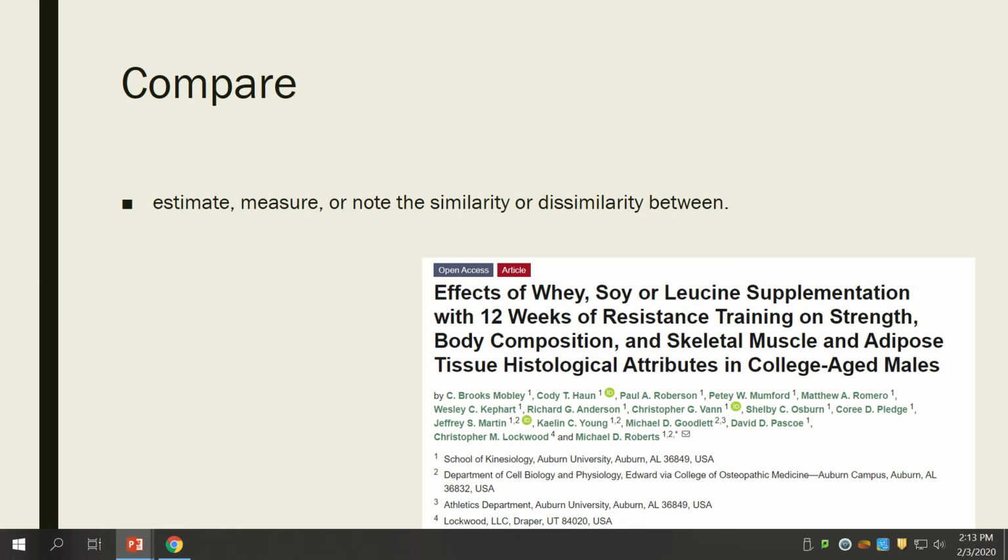And here, cool study. I actually know everybody on this study. It was pretty fun. As we go throughout the semester, we might actually look into this a little bit more. I'm not sure. Studies have arbitrarily long names for no reason. Effects of whey, soy, and leucine supplementation with 12 weeks of resistance training on strength, body composition, and skeletal muscle and adipose tissue histological attributes in college-age males. Whenever I was at Auburn, we did this, and I called it our frat guy protein study because it was actually only frat guys that were in the study. It was pretty fun.